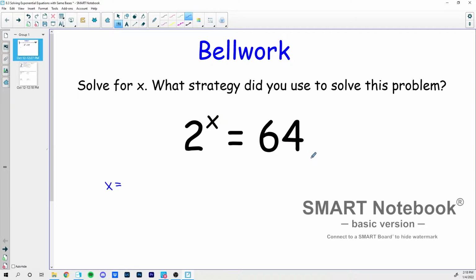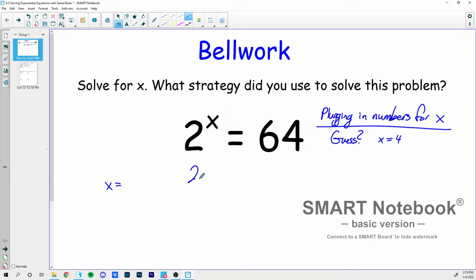Potentially, what some of you would be thinking is let's just plug numbers in and test out what x is. So I'm just going to do a guess and check. If I start plugging in numbers for x, right now I'm just guessing. Maybe you guessed that x equals 4. We can try out that guess, plug that in, and see: does 2 to the power of 4 equal 64? No, not quite. That would make 16, not 64. So it needs to be a bigger number.